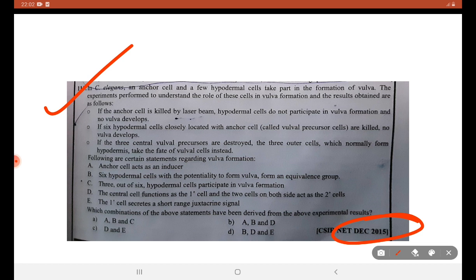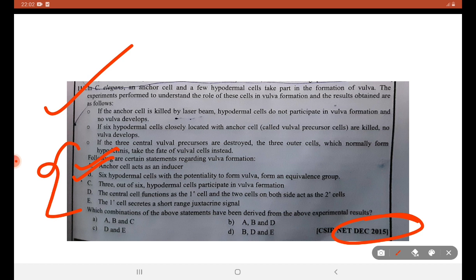Now study the statements given. The anchor cell acts as an inducer. Correct. The 6 hypodermal cells with the potentiality to form the vulva form an equivalence group. Correct. 3 out of 6 hypodermal cells participate in vulval formation. The central cell functions as the primary cell. Is that present in the center? We call it central. Is that present in the center?